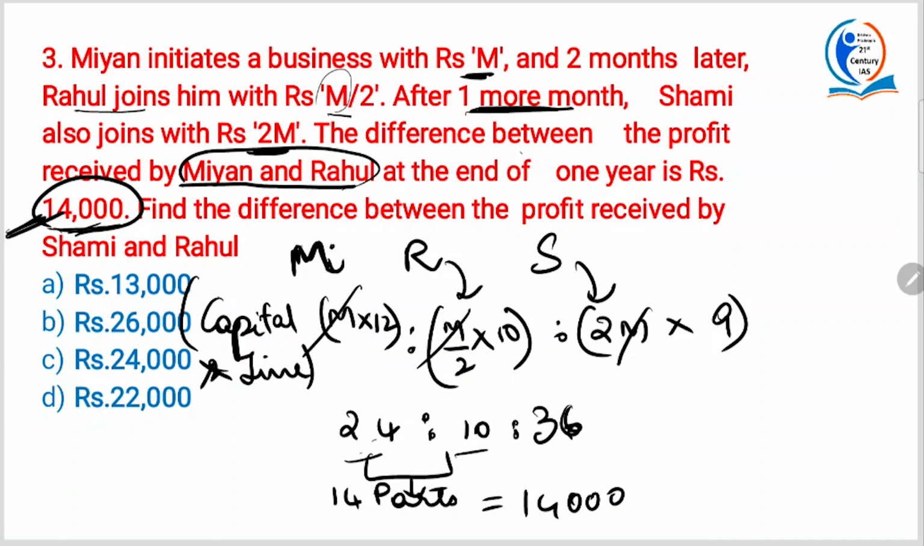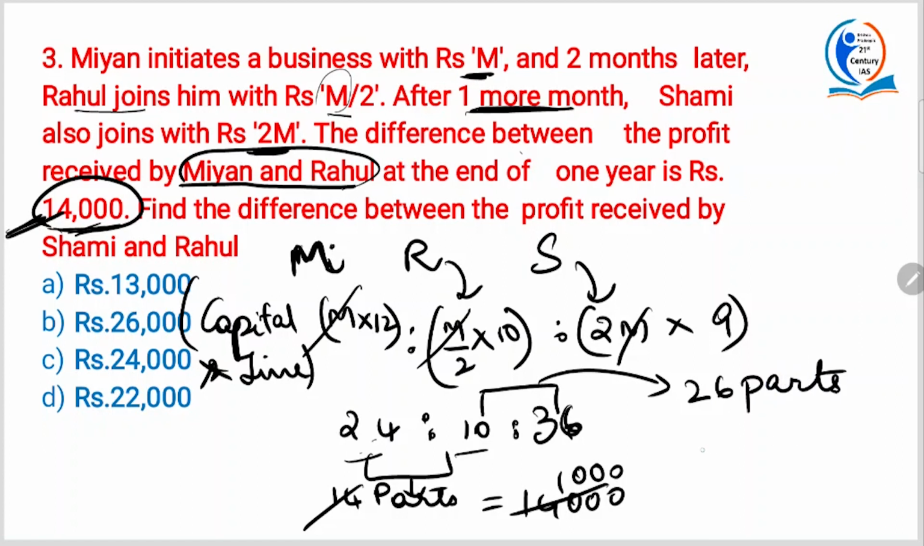That's why I didn't simplify this ratio. So one part is how much? It is 1,000 rupees. Now they're asking you the difference between profit received by Rahul and Shami. Okay, what is the difference between parts? It is 26 parts. Alright, in absolute numbers it is 26 into 1,000, which means 26,000 is the difference between the profit received by Shami and Rahul. So B is the answer.